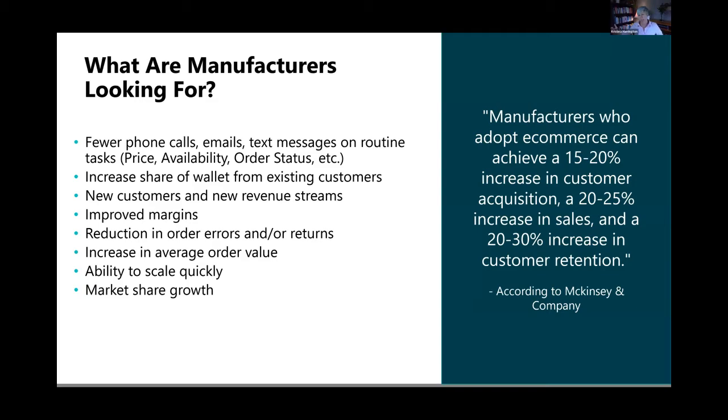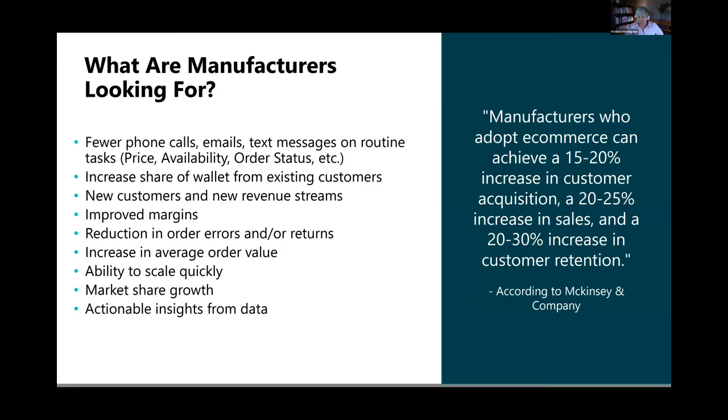So it's not uncommon that a manufacturer will have multiple brands underneath them, or many verticals to support a common product. And that market share growth is important. And then you're looking for actionable insights from data.